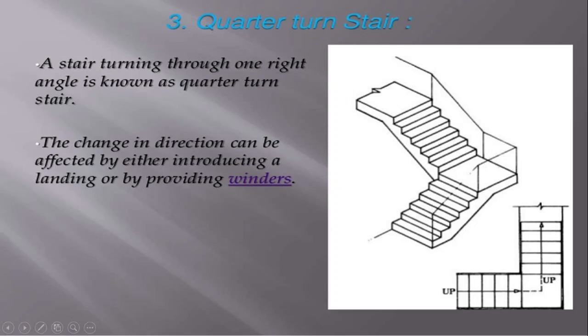As you can see in this plan. See the stair is turned in a right angle and accessing the another flight. Okay, so these types of stairs are termed as quarter turn stairs. Stairs turning through one right angle. Change in direction can be affected by either introducing a landing or by providing winders. Okay, so this is a simple term that we can able to write easily. So what are the three staircases still we have?